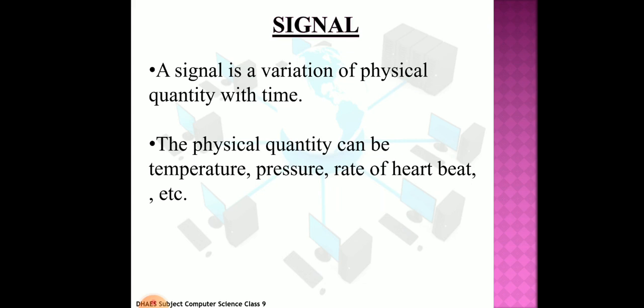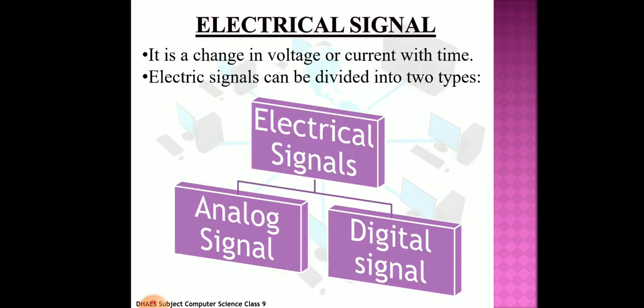Signal. A signal is a variation of physical quantity with time. The physical quantity can be temperature, pressure, rate of heartbeat. An electrical signal is a change in voltage or current with time. Electrical signal is divided into two types, analog signal and digital signal.